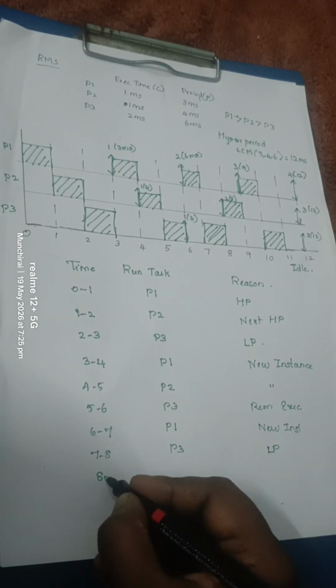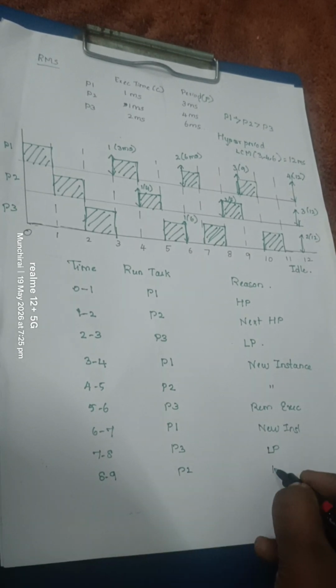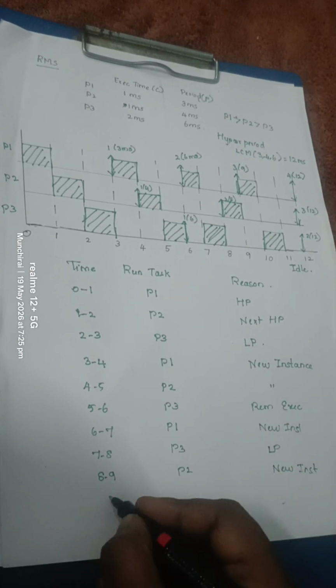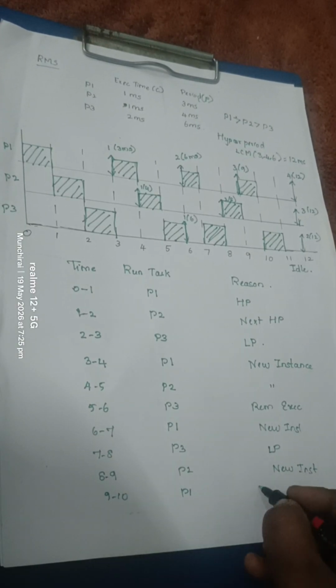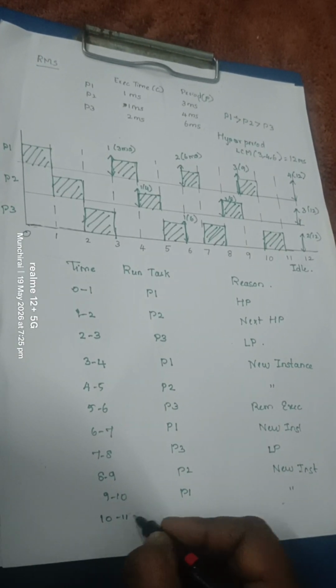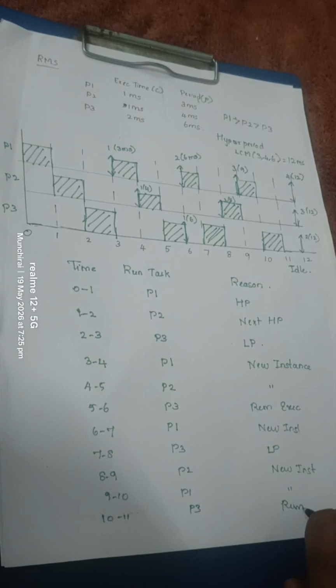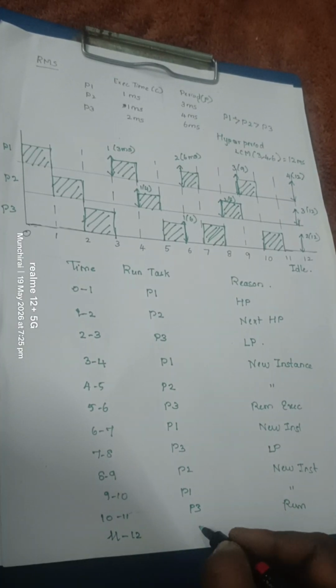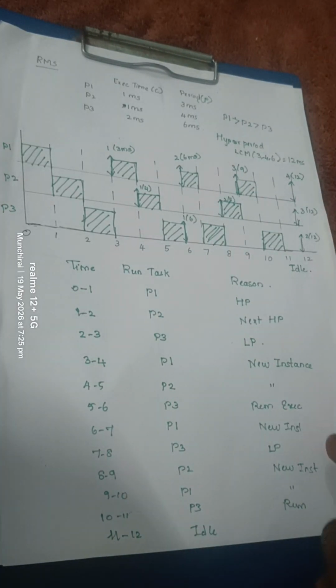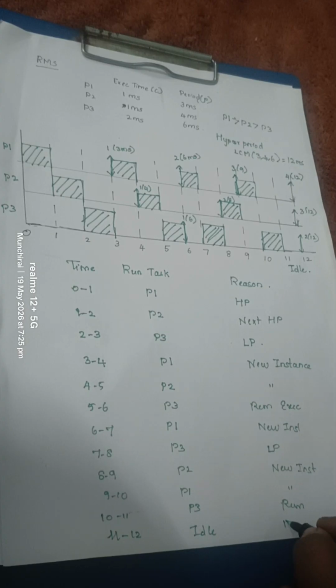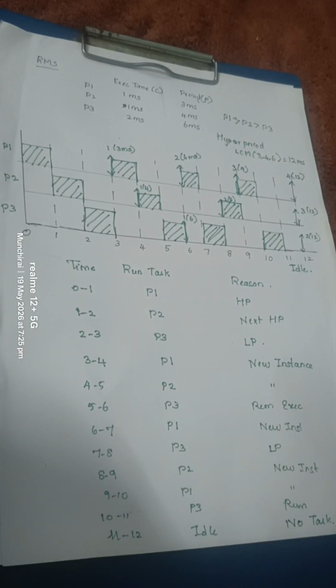Then 8 to 9, P2, new instance. 9 to 10, P1, new instance. 10 to 11, P3, the remaining execution. And 11 to 12, idle state. Whatever is here, I'm just noting with a particular reason, that's all. No task to execute. So this is the RMS scheduling algorithm.